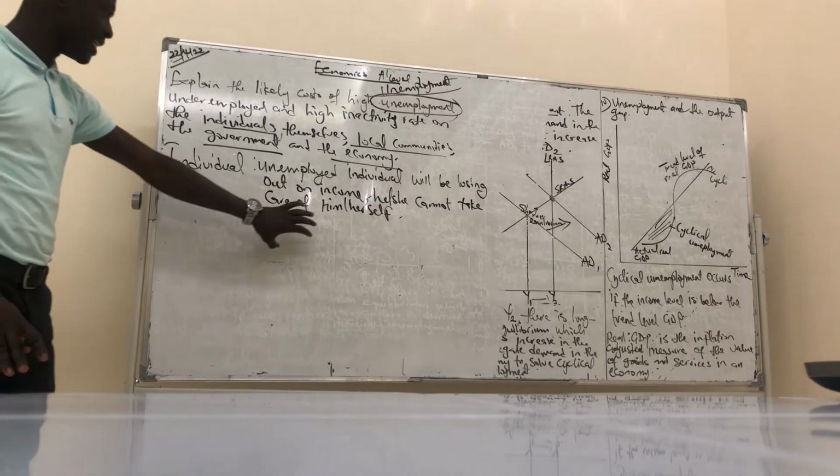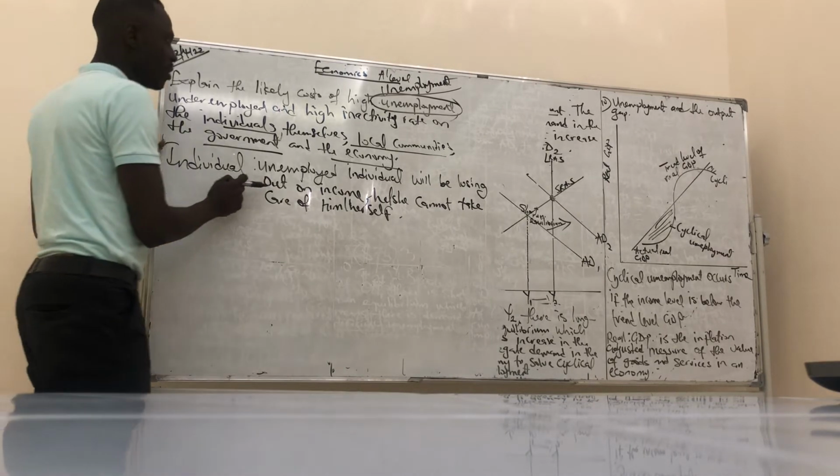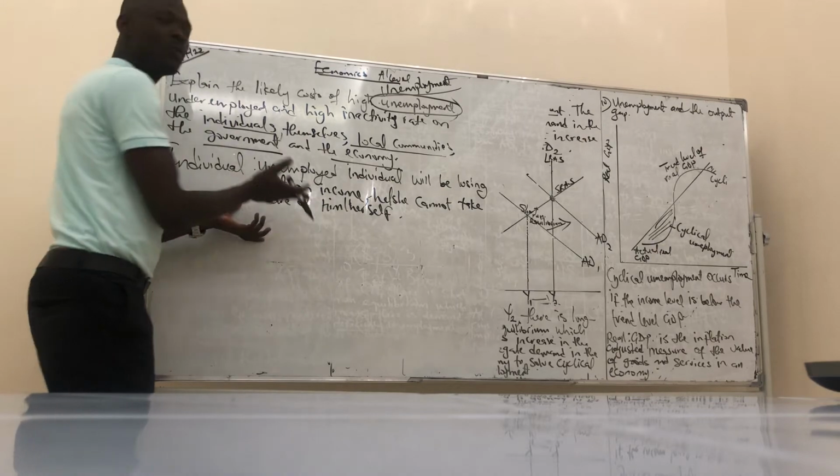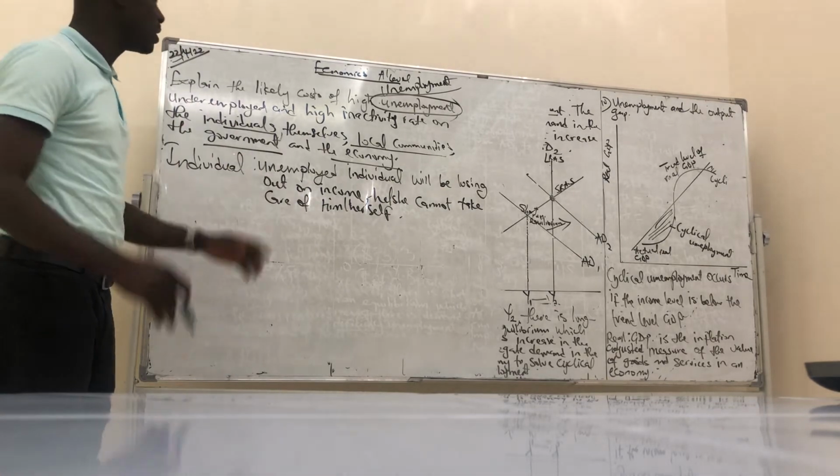Do you understand? As an individual, the individual who is unemployed, this is what happens. They are losing out on income. No income for the individual.